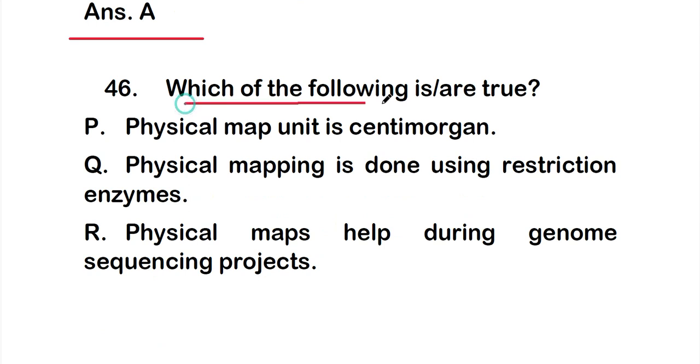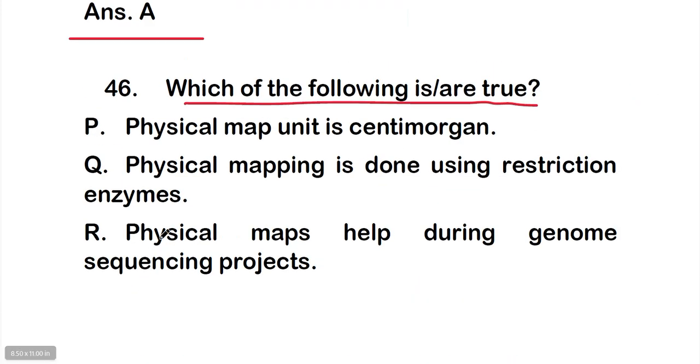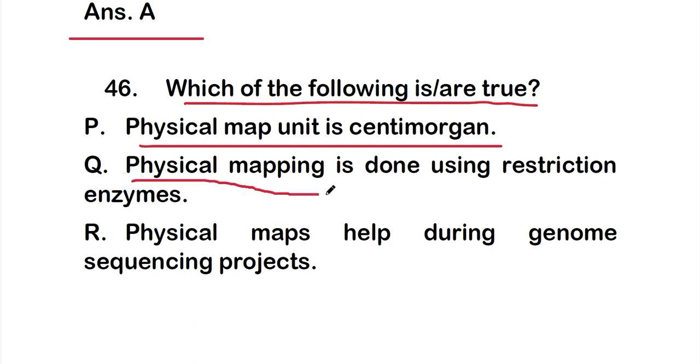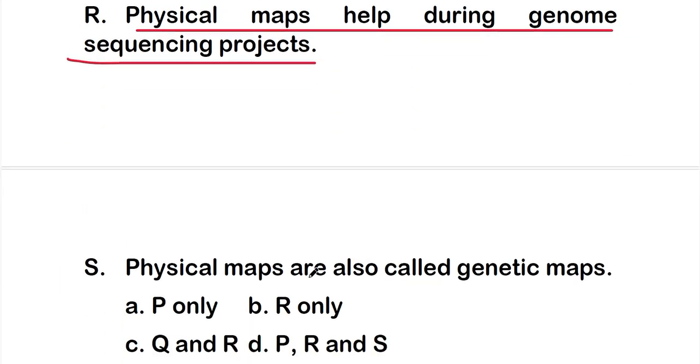Which of the following is true? Here four statements are given: P, Q, R and S. You have to choose which one is the right statement. Statement P: physical map unit is centimorgan. Statement Q: physical mapping is done using restriction enzymes. Statement R: physical maps help during genome sequencing projects. And the last statement S: physical maps are also called genetic maps.